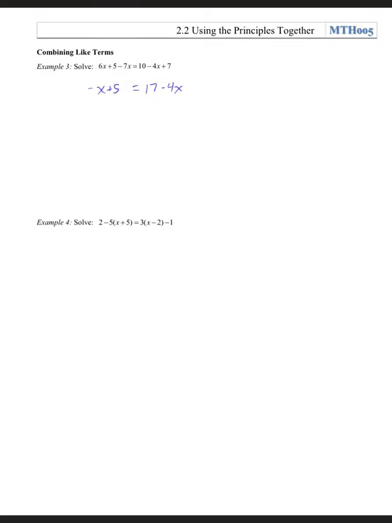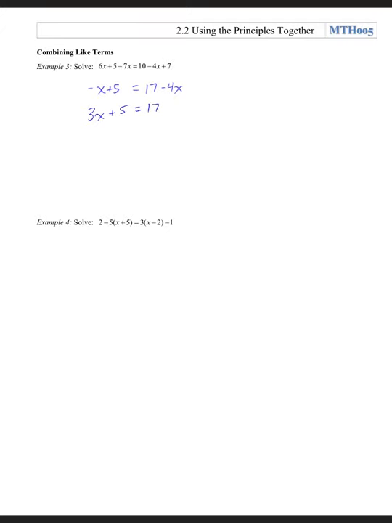Now you'll notice that we have x's on both sides of this. We notice that a negative 4 is smaller, so I'm going to move that one. I'm always going to move the smaller variable term. So start with the equal sign. We know we need to add a 4x, which will leave us with a 17 on the right. And when we add a 4x to a negative x, right, we're left with 3x and then the plus 5.